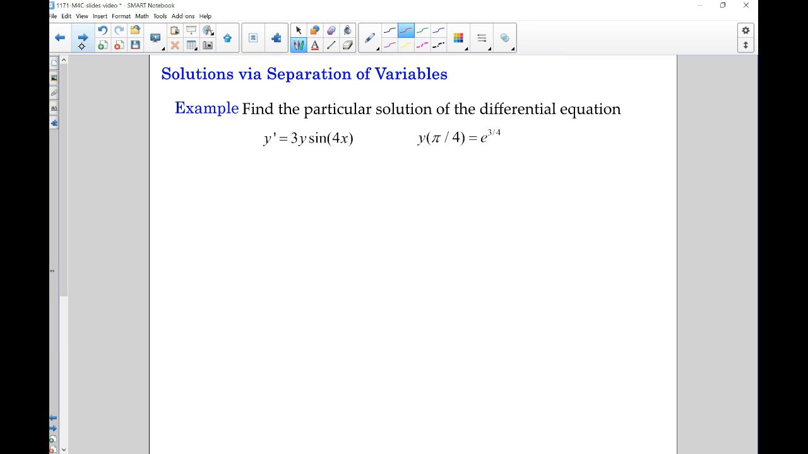Moving on to another example. Now we want to find a particular solution, so we're given this boundary value.